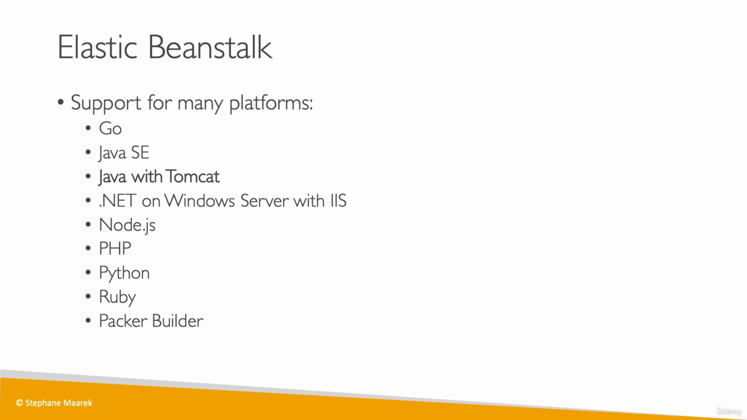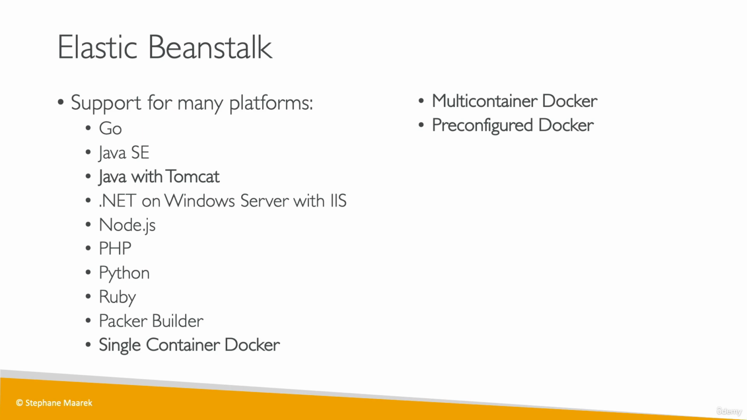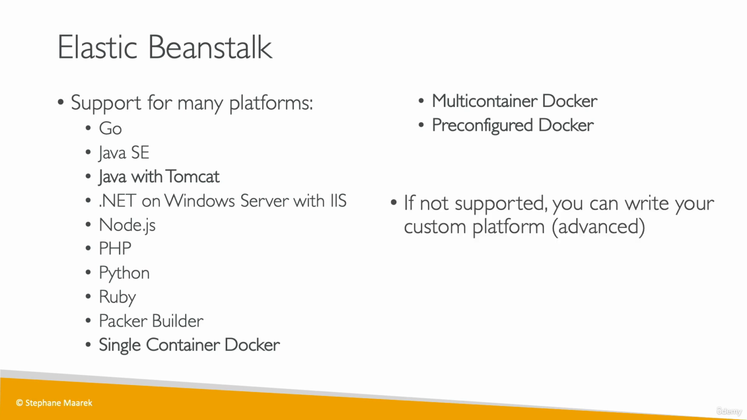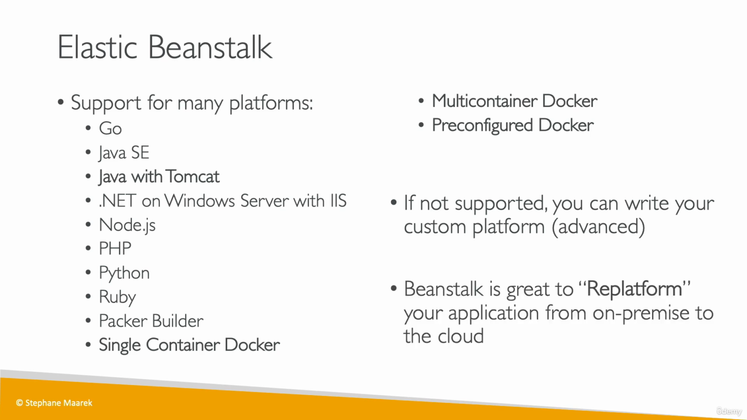And if you don't have a runtime that is supported by Beanstalk, it is possible for you to use a single Docker container or a multi-container Docker or a pre-configured Docker. The idea is that if you can Dockerize your application, then you can migrate it to Elastic Beanstalk. And if it's not supported, you can write your own custom platform, which is advanced. And so the idea is that Beanstalk is going to be a perfect solution to re-platform your application from on-premise to the cloud. That means moving your runtime onto Beanstalk and have your application run as a native AWS application without changing the code too much.